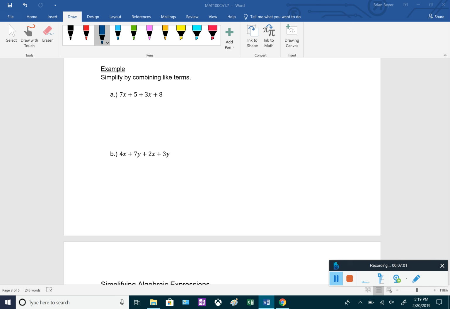So for this example, simplify by combining like terms. We have 7x plus 5 plus 3x plus 8. Technically, in order to combine this, what we're actually doing is using the commutative and associative properties of addition. So we can rewrite them or group the like terms next to each other. 7x plus 3x are like terms, plus the 5 plus 8. So we just reordered it. Now we can see 7x plus 3x, that's 10x, plus 5 plus 8, so 10x plus 13.